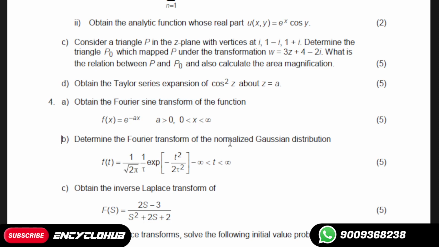Determine the Fourier transform of the normalized Gaussian distribution. Obtain the inverse Laplace transform of this one and this one. Using the Laplace transforms, solve the following initial value problem, and you have been given this equation. You have to just find out all the answers.